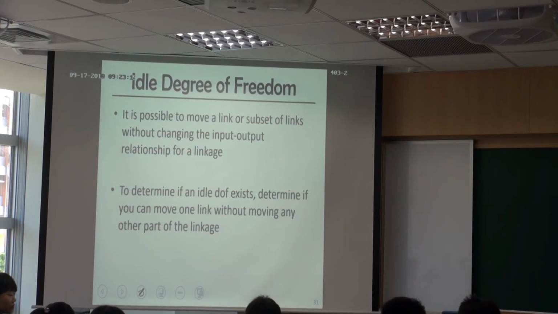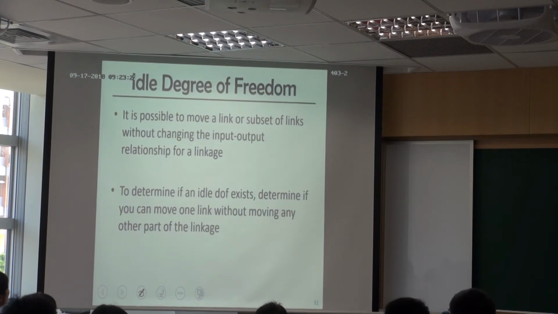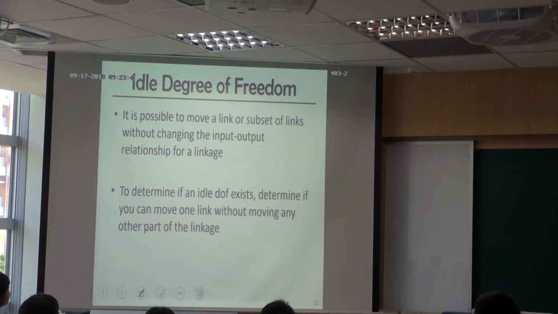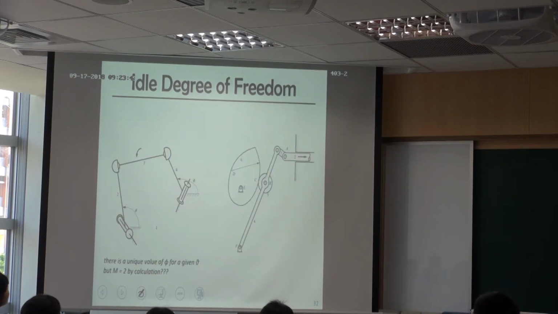Okay, so the first case is called idle degree of freedom, and there is some description here. I'll just read it. It's possible to move a link or a subset of links without changing the input-output relationship of the linkage. To determine if an idle degree of freedom exists, determine if you can move one link without moving any other part of the linkage. You may still be confused after seeing this description, so let's take a look at this example.